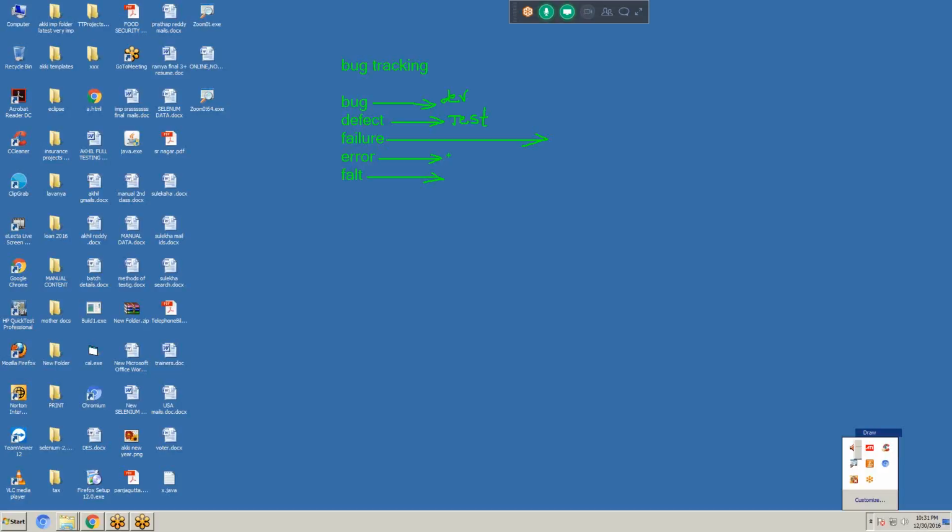Error: we wrote code, and in that code we have some mistakes. That is called an error. Next, fault. Fault means we wrote the code correctly, but it is not executing. That is called a fault. And failure means after installing the application in the customer's client environment, if it is not working, that is called failure.